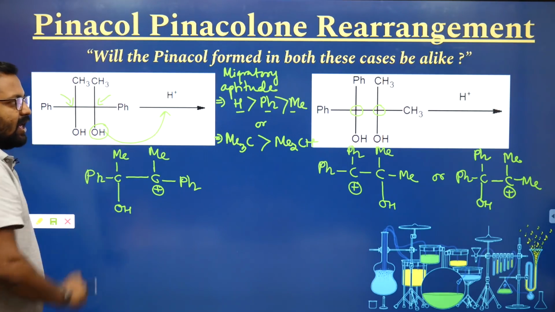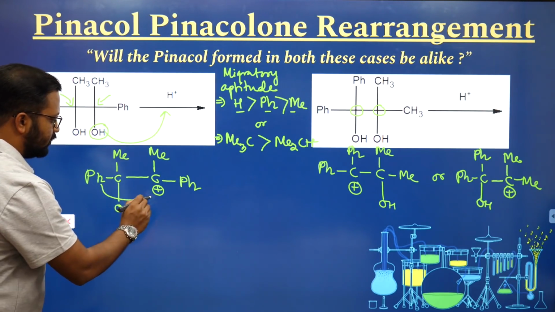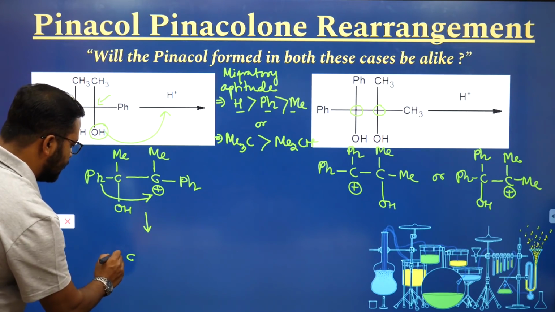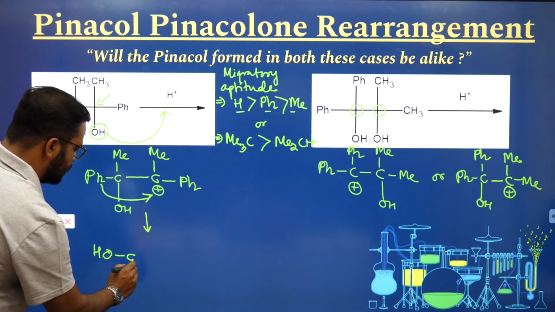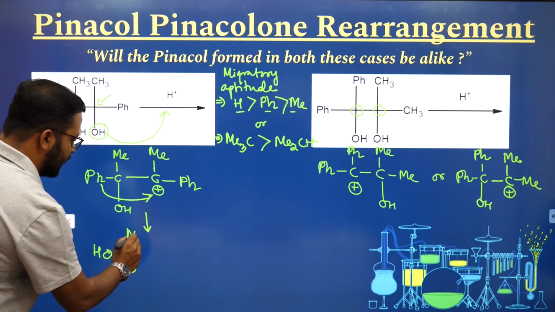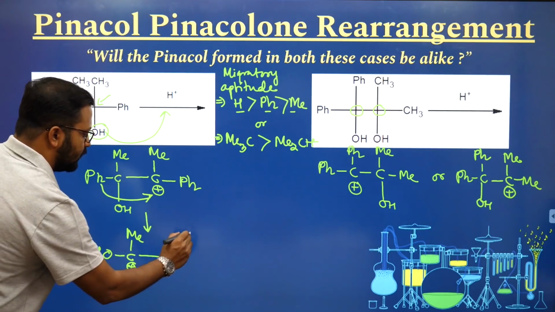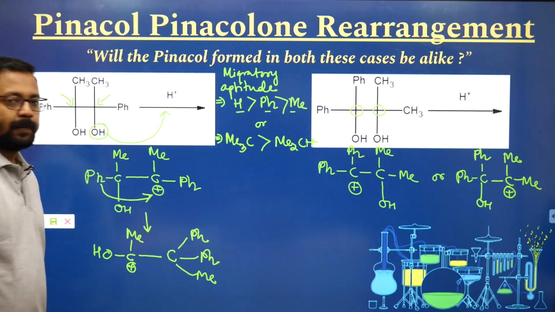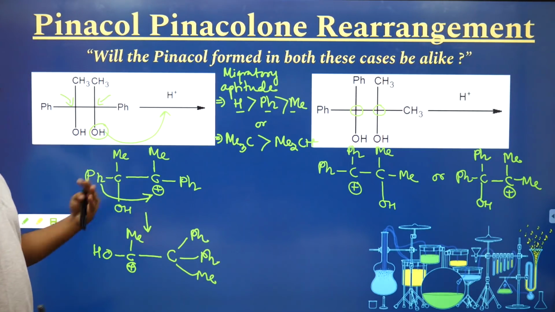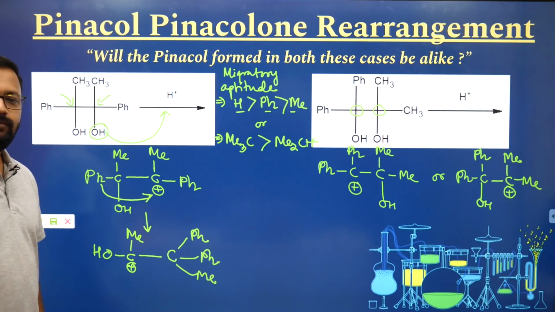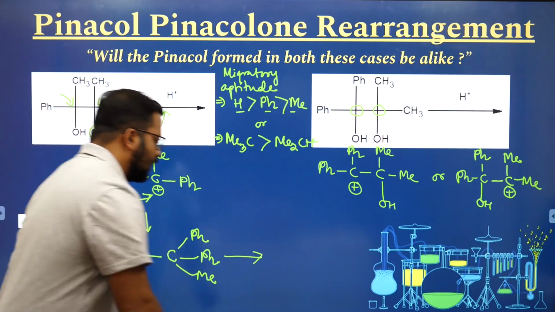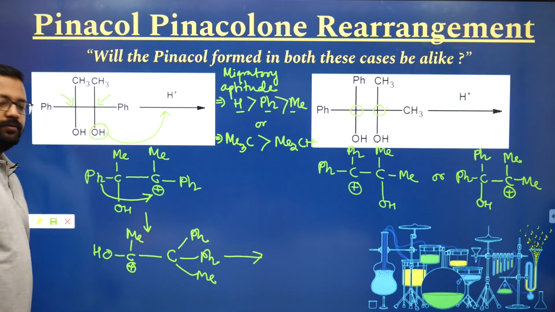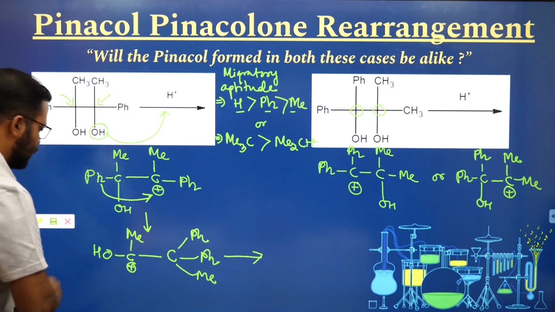So between Ph and Me, what should migrate? Ph should migrate. So Ph comes over here. What will I obtain? C, OH, positive, Me, C, Ph, Ph, Me. Now I have to remove a proton and form a ketone. ठीक है, आपने करना क्या है? You remove a H plus ion and form a double bond, carbon oxygen double bond.